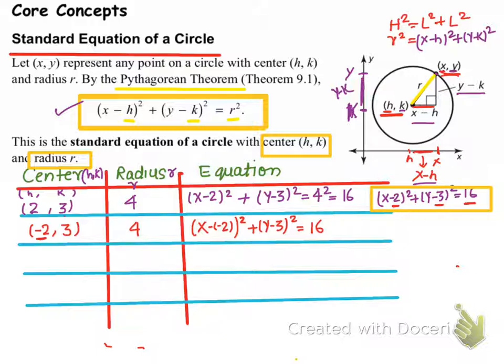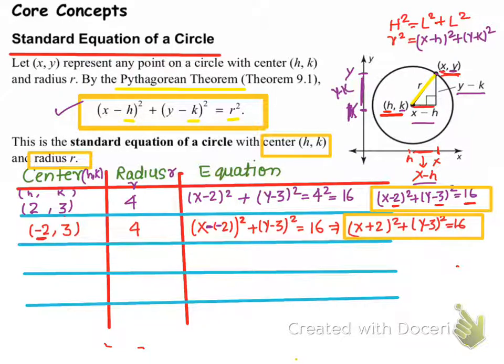Because h was negative here, the first value of the center is the h. So minus minus here, minus and minus, you have to be super careful. This minus and minus will change into plus. So when I write my final equation, that's going to be x minus minus is plus, so x plus 2 whole square plus y minus 3 whole square is 16.